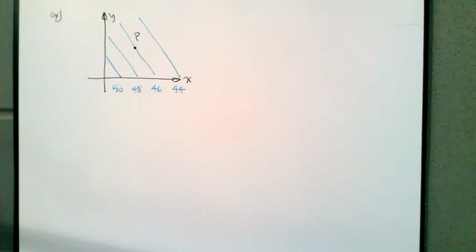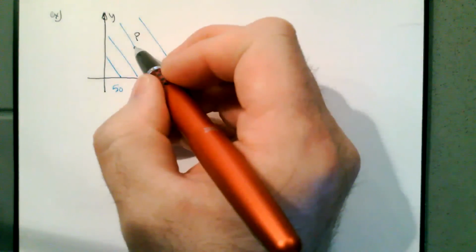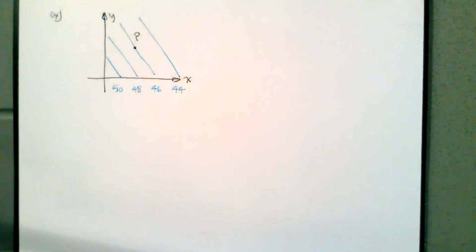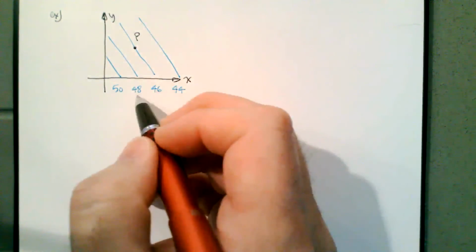The gradient is going to be the direction of maximum increase, and it will be perpendicular to the contour. So in this case, I'm going to draw perpendicular to the contour, and I want to go in the direction of maximum increase. So the gradient should point from 46 towards the 48.